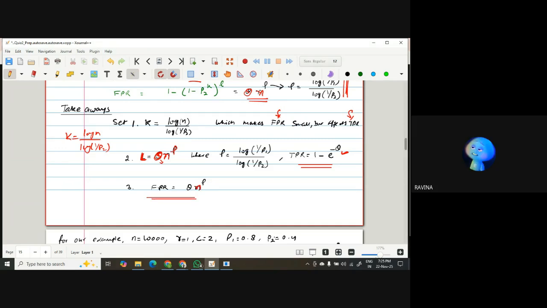Sir, is the value of L and FPR the same? L and FPR, yes. If you see the formula, it is the same. Yes, sir. Okay.